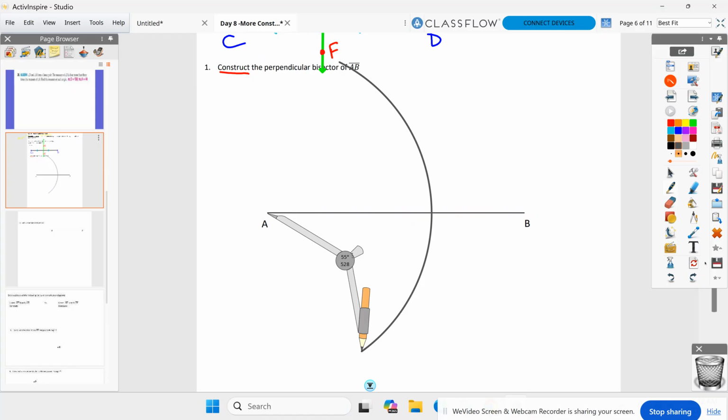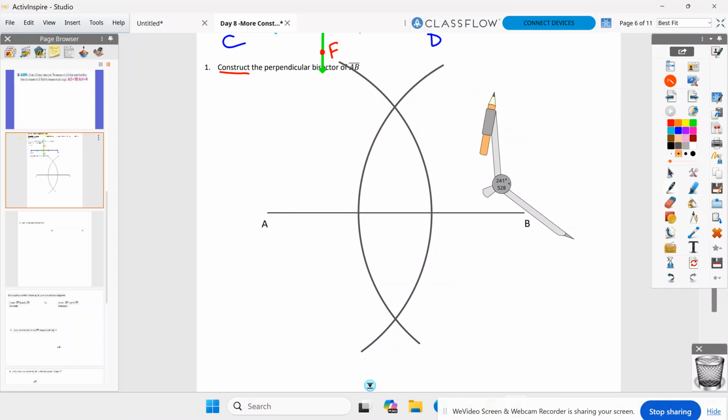Then, when you're ready, using that same opening, do the same exact thing on the other endpoint of AB. Your goal is to make an arc that intersects not once, but twice. You should have two points of intersection between these two arcs. I call this the fish. It should look a little bit like a fish. Then grab your straight edge, line up the two points of intersection, and draw in a perpendicular bisector.